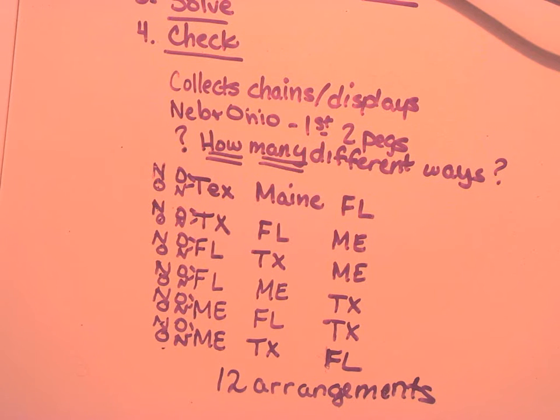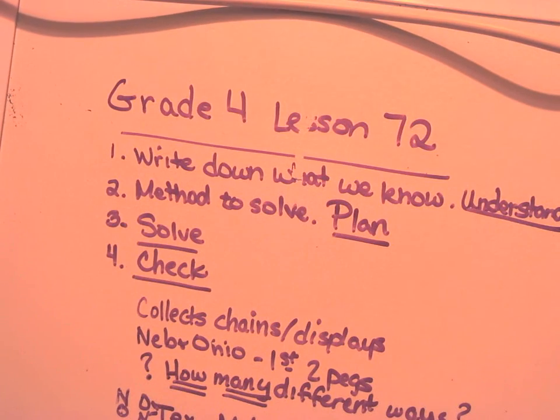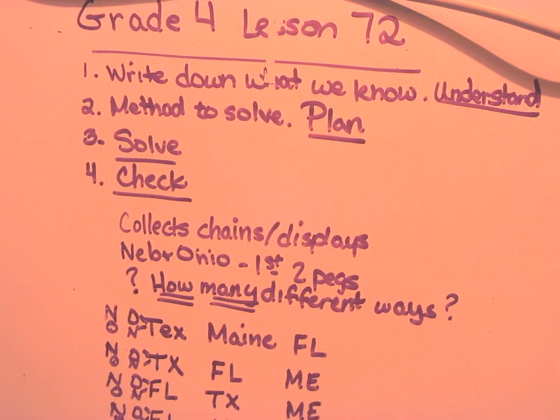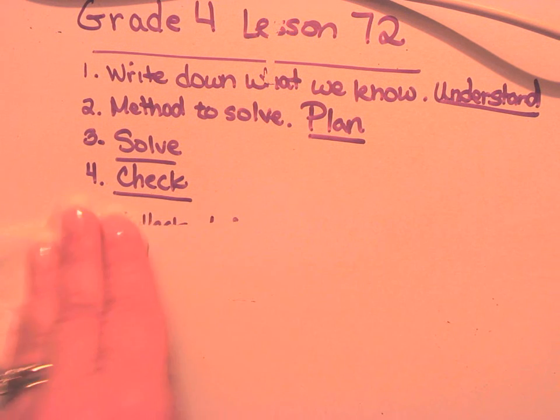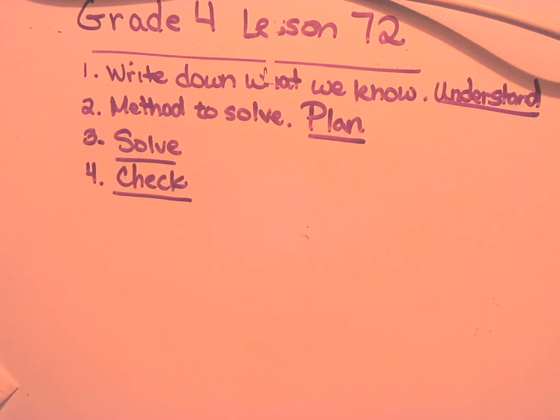Okay? Now, let's do one that's not in your book as far as the answers are concerned. Okay, let's look at lesson practice on 463. We still have the same top part there. Write down what we know and what we're looking for. Solve, plan, check. Okay? So let's see. What method are we going to use and what information do we know?